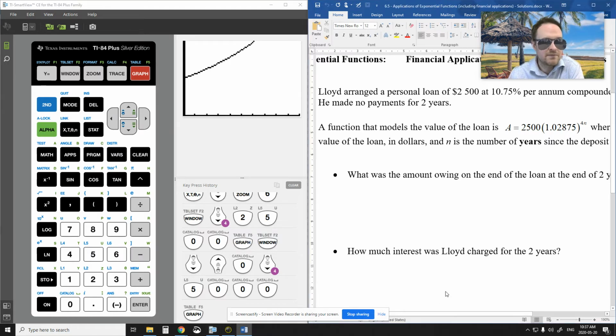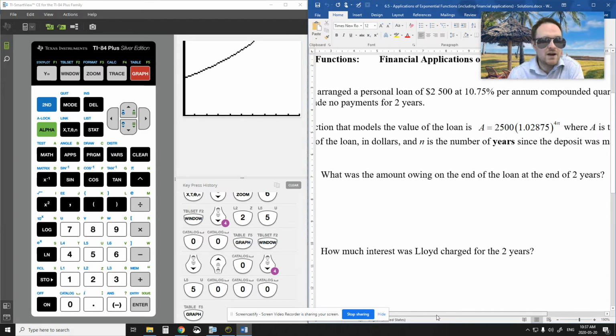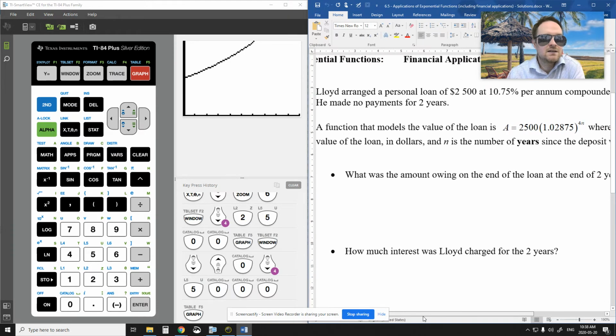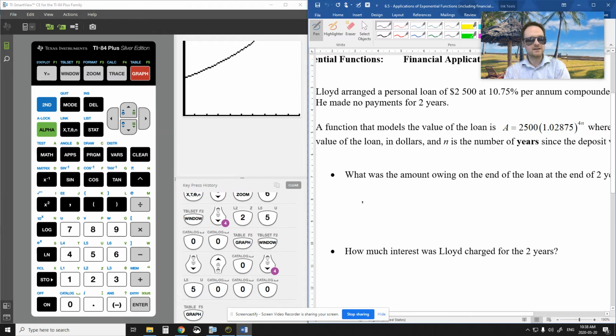Looks pretty good. So what is the amount owing at the end of the 2 years here? So for 2 years, you can put a 2 in that equation if you want to. Let me just write this out. I can say A is equal to 2,500, 0.02875, 4 to the power 2. I can do that, yeah. Might as well, it's there. You might as well just use the equation as is.